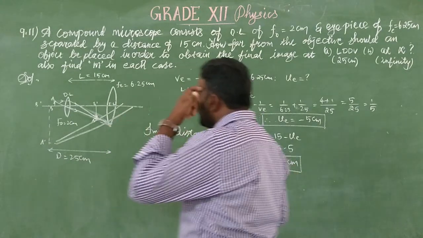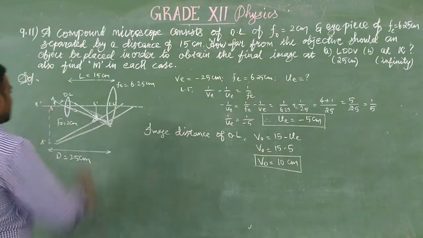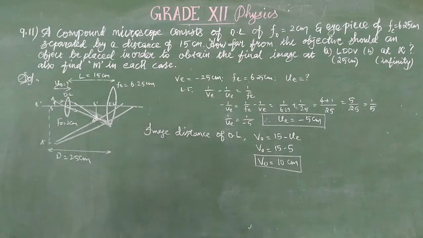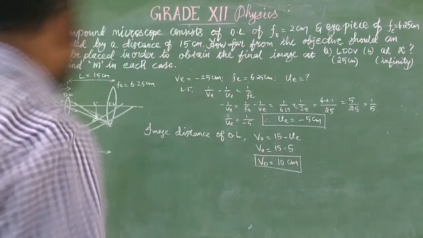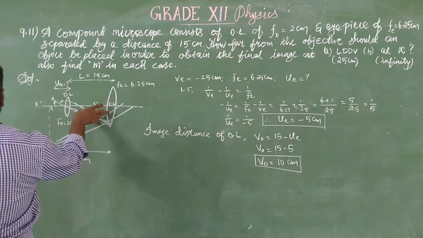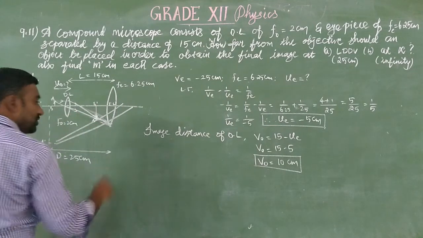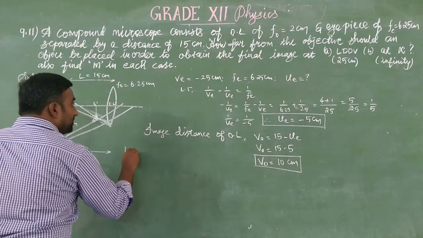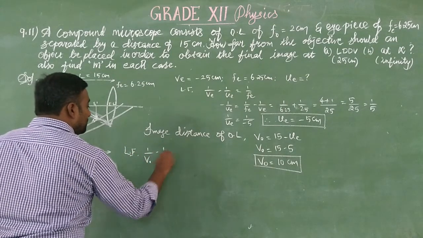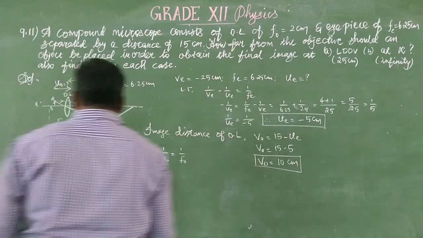Next we are going to find the actual objective distance. So our aim is to determine U naught. So in that case, we can get the required position of the object in front of the objective. We know already the formula. From the lens formula, 1 by V naught minus 1 by U naught is equal to 1 by F naught. So substitute all the values.